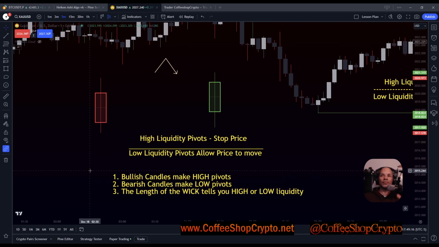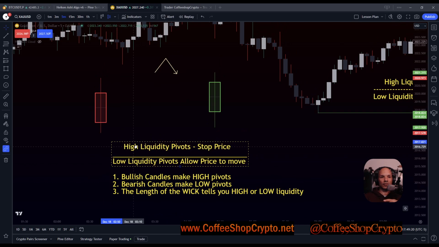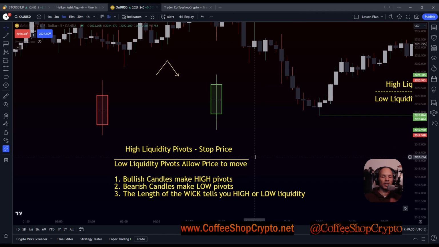So we're just a couple of minutes in, and we're basically covering the whole points that you need to understand. This is the study plan. High liquidity pivots will stop price. Low liquidity pivots allow price to move through them. So now you need to understand what is the purpose of finding these pivots, okay? It's not enough to know where they are. You need to know what they're going to do, okay?